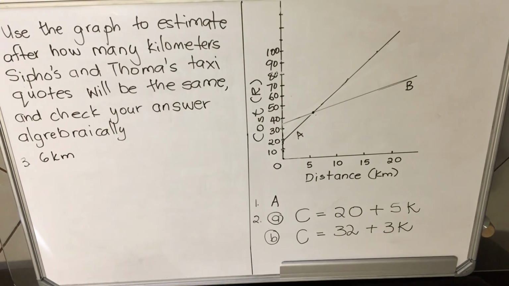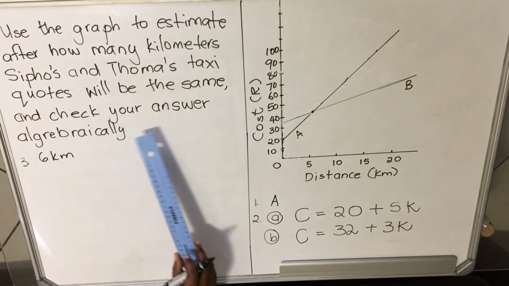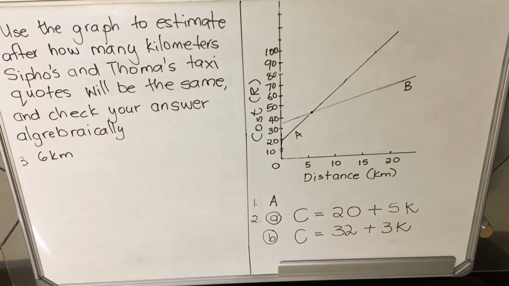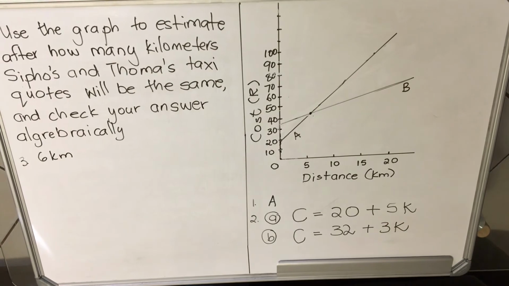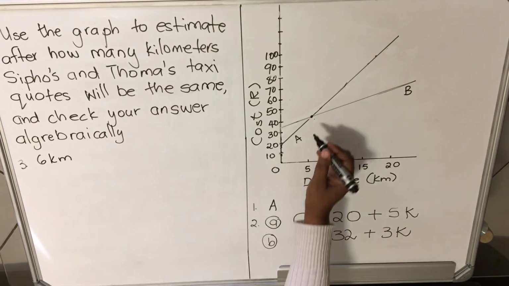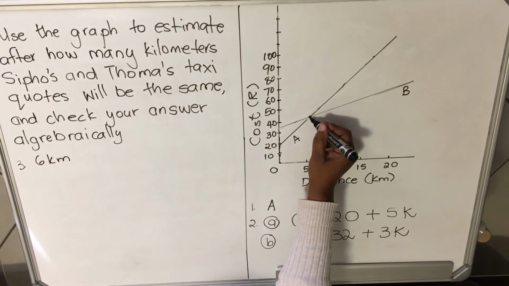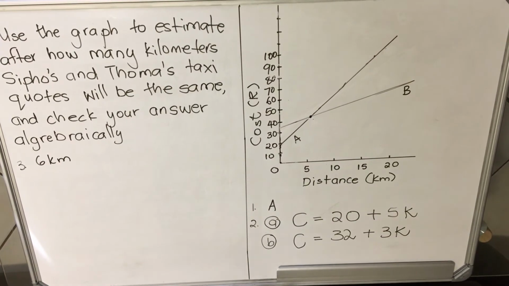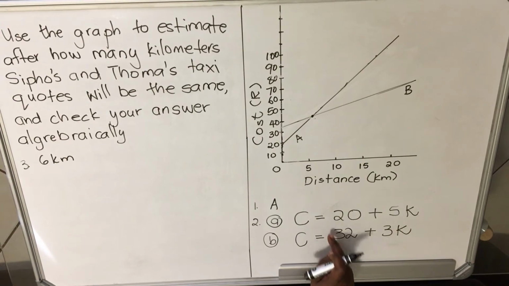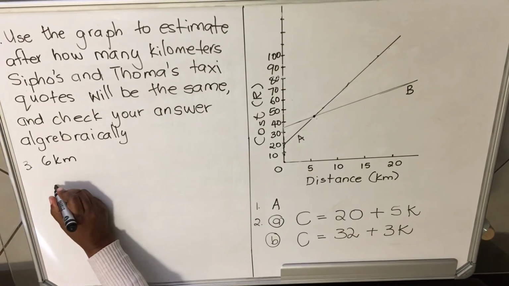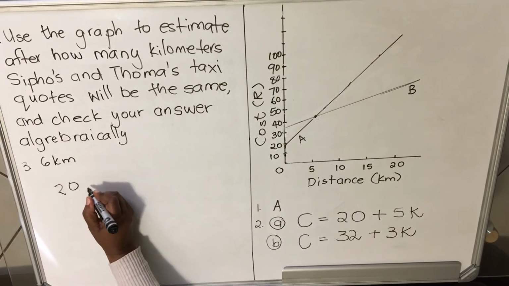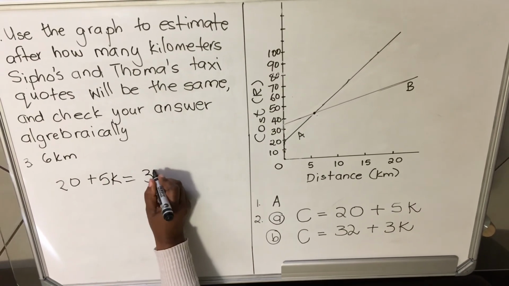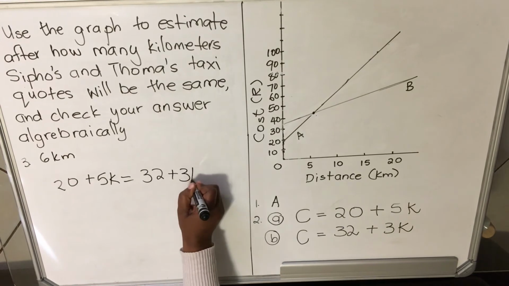And then the question continues and says, and check your answer algebraically. Algebraically, they mean use your maths to check your answer. So here it means the two are equal. They both 6 kilometers. So we're going to use these equations and equate them because they're equal. We'll say 20 plus 5k is equals to 32 plus 3k.